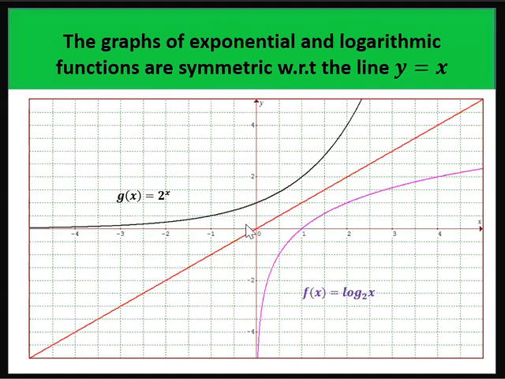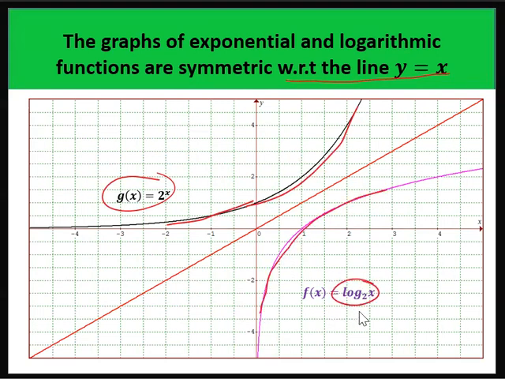Okay, so now, since you already know the graphs of the basic exponential and the basic logarithmic functions, and we know that they are inverses of each other, then we can now say that the graphs of these basic exponential and basic logarithmic functions are symmetric with respect to the line y equals x. So it is shown here that this one is the graph of 2 raised to x. This one is the graph of the logarithm of x to the base 2. And these two graphs are reflections of each other across the line y is equal to x.